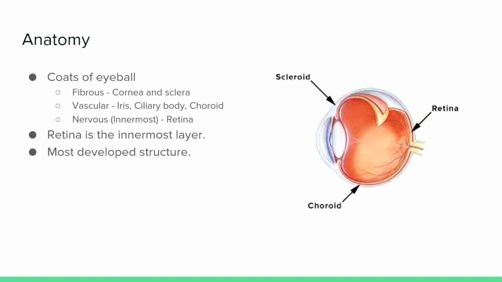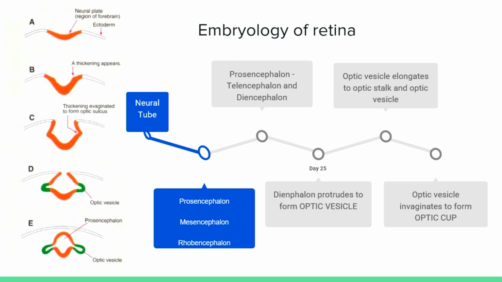CCN ma'am. Eyeball has three coats. Outermost is the fibrous, which includes the cornea and the sclera. Middle is the vascular, including iris, ciliary body, and choroid. And innermost is the nervous, which includes the retina. Retina is one of the most developed structures.